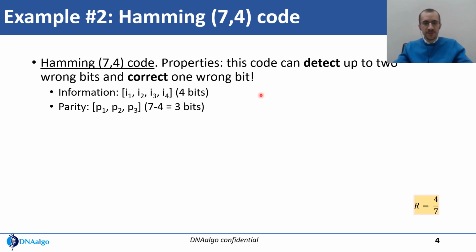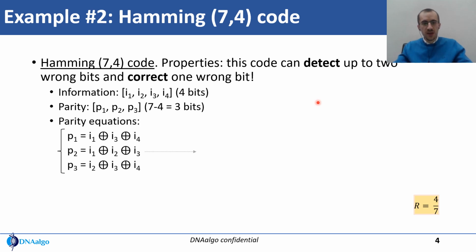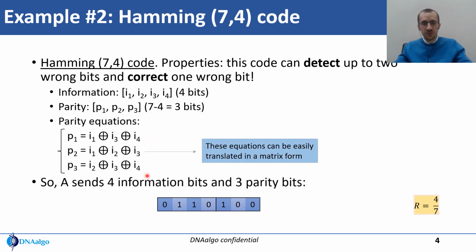In this case, we have 3 parity values which are computed through 3 different equations. These are simply 3 XORs, computed using information bits. P1, P2, and P3, if you do the computations, are 1, 0, and 0. So A sends this message, which is 7 bits long, 4 information bits plus these 3 parity bits, 1, 0, 0.